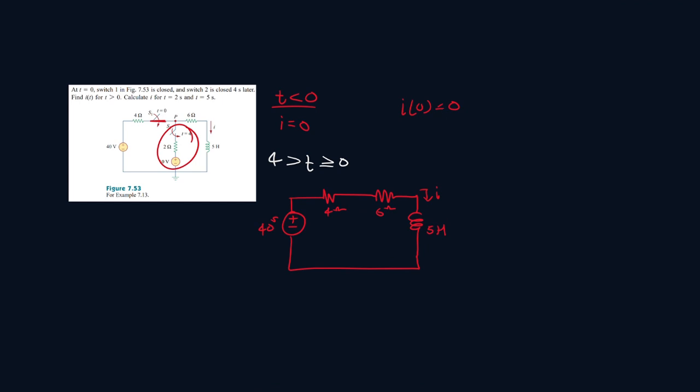Now we're going to use this formula to solve for i(t) when it's between 0 and 4. It's i(infinity) plus i(0) minus i(infinity) times e to the power of negative t over the time constant.